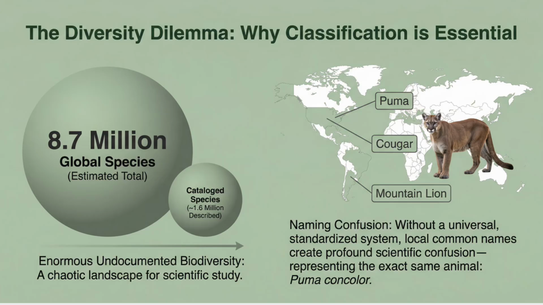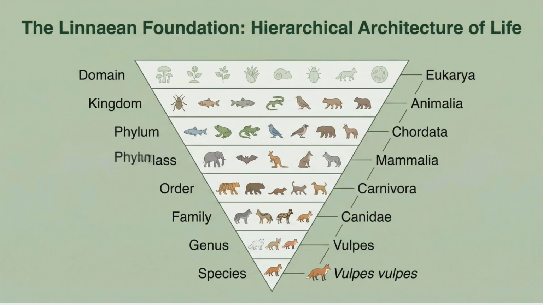The map and labels on the right illustrate another issue. Local common names like puma, cougar, and mountain lion all refer to the same species, Puma concolor, showing why standardized classification matters. This slide shows the Linnean hierarchical architecture of life, a pyramid that organizes organisms from broad domains down to species, with each level grouping life by shared traits.